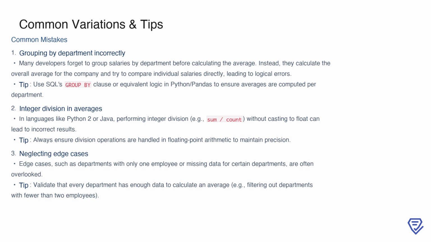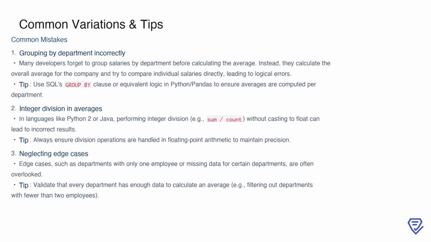Another common issue arises from integer division, especially in languages like Python 2 or Java. When you divide integers directly, the result is truncated, causing precision errors. Always cast one of the operands to a float to ensure accurate division.